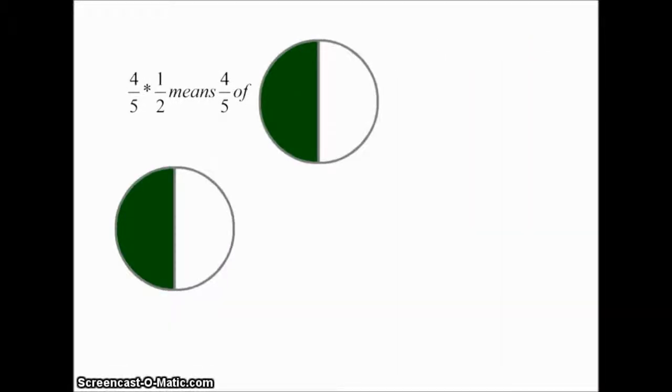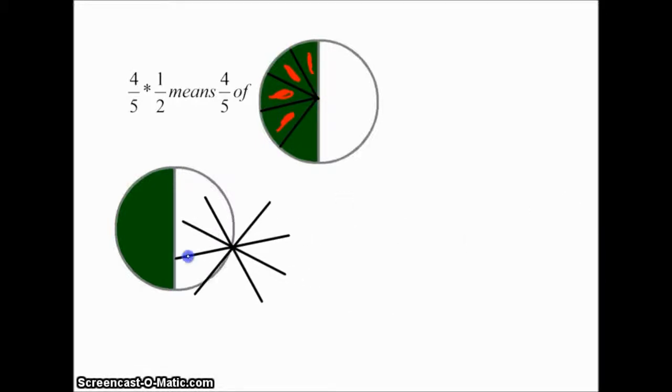Another problem here. 4/5 times 1/2. So that means we're taking 4/5 of this 1/2. Well, let's divide that section into fifths. We're going to claim 4 of those 5 sections. Now, how many sections of the total?